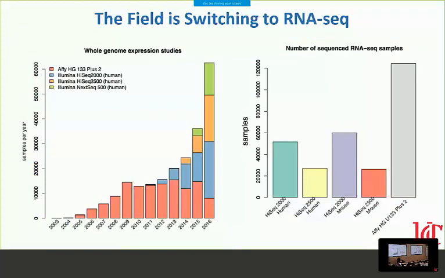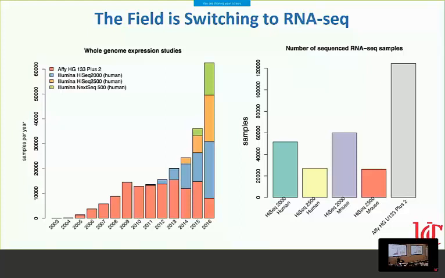So the field in general is moving towards RNA-seq, away from Affymetrix. All of the project of collecting signatures from GEO was done by finding Affymetrix assays on GEO and then querying them against the L1000. And as you can see by this plot that was made by Alex, there is a decrease of submissions of Affy to GEO and a huge exponential increase of RNA-seq submissions.